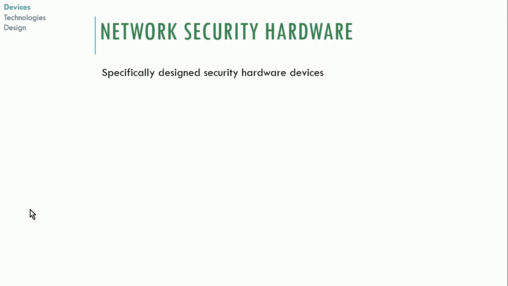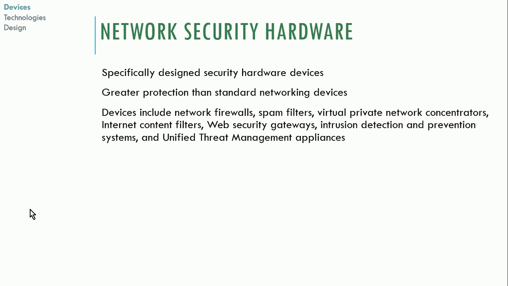All right, so network security hardware. There are hardware devices specifically designed for network security or designed to do something, like a firewall or a spam filter, VPN concentrators, intrusion detection systems, and finally unified threat management appliances, which basically do a combination or a variety of those things.